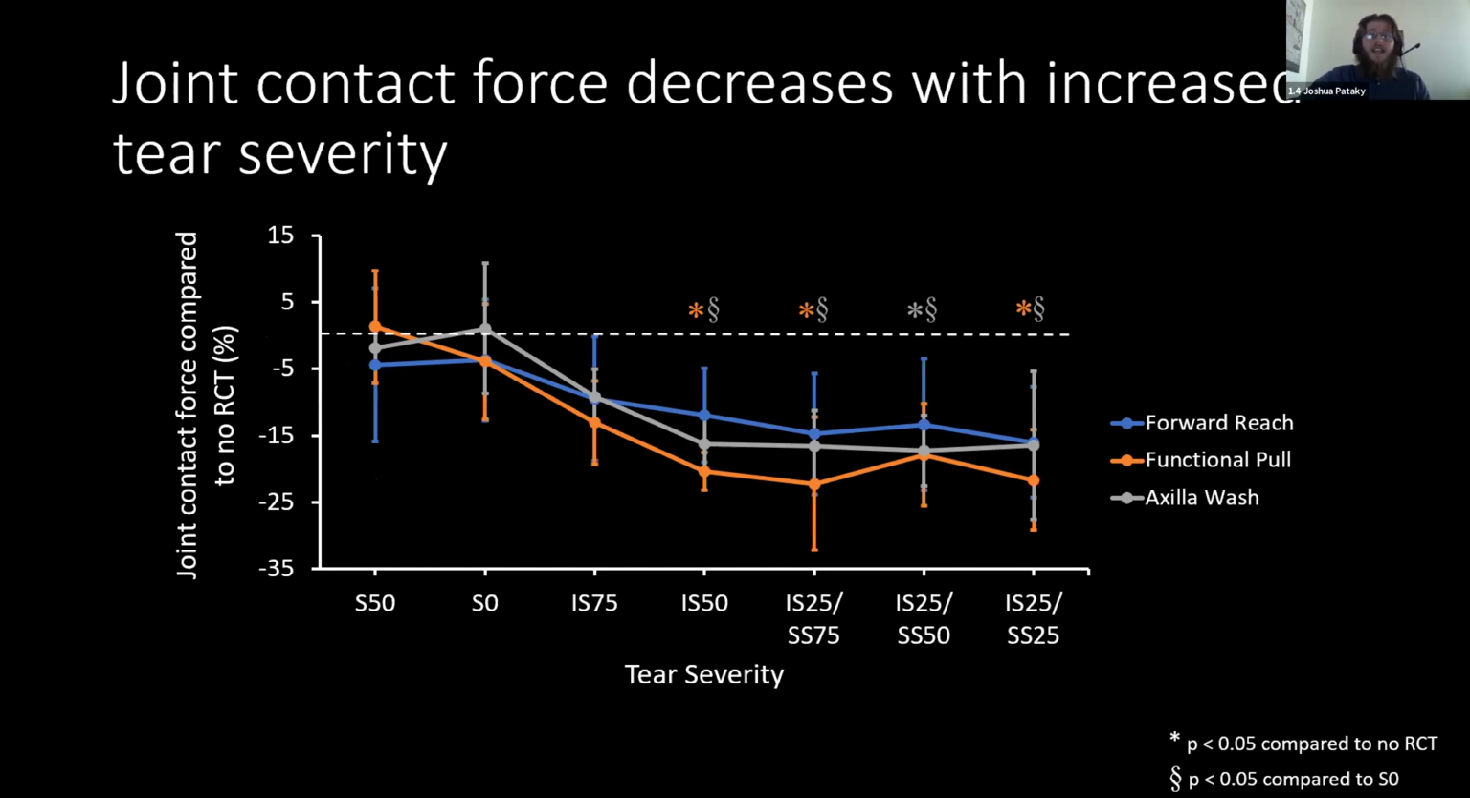each tear severity, again compared to the no rotator cuff tear model. The forward reach motion is shown in blue, functional pull in orange, and axilla wash in gray. Little difference is seen for partial or full supraspinatus tears when the peak joint contact force is compared to the no cuff tear model. However, when the tear extends to include the infraspinatus tendon, we see a significant decrease in joint contact force with the functional pull and axilla wash tasks. This significance is maintained when tear severity increases to involve the subscapularis tendon, with the trend plateauing once the most severe tear severities are reached. And despite the different motions across these tasks, we're seeing the same trend for all three of these dynamic tasks.